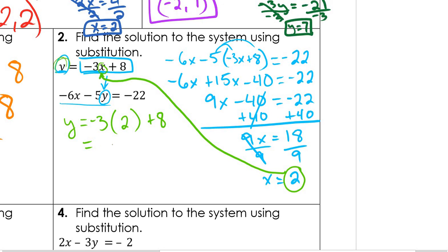Negative 3 times 2 is negative 6. Bring down the plus 8. Y is equal to 2. So the final answer is 2, our x value, comma, 2, our y value.